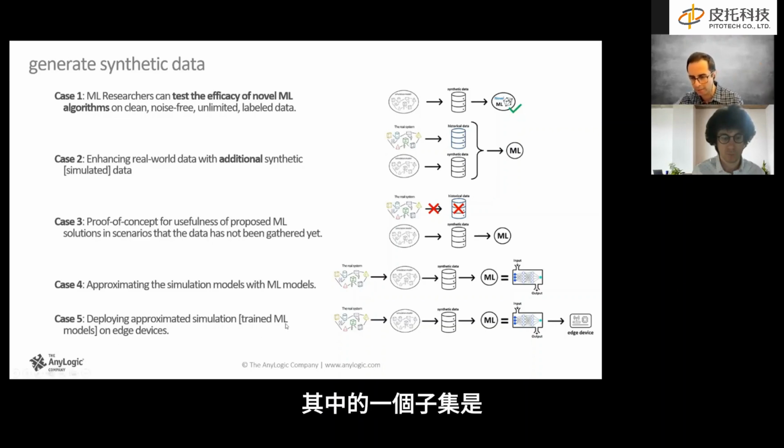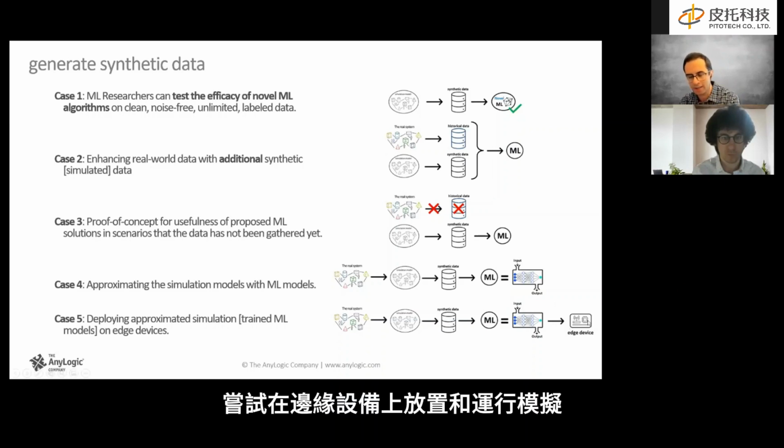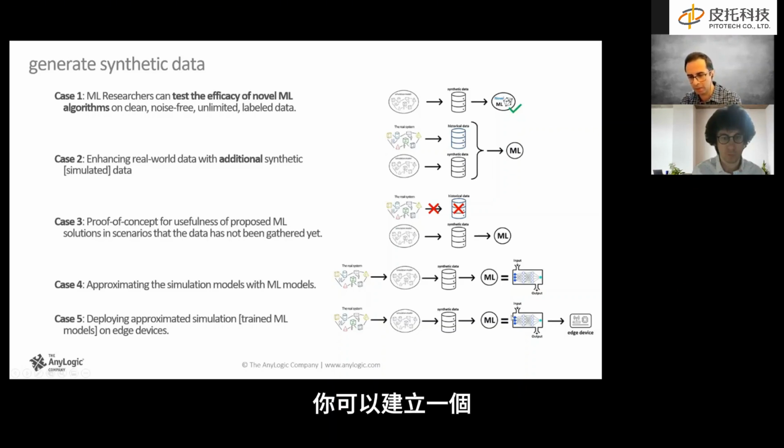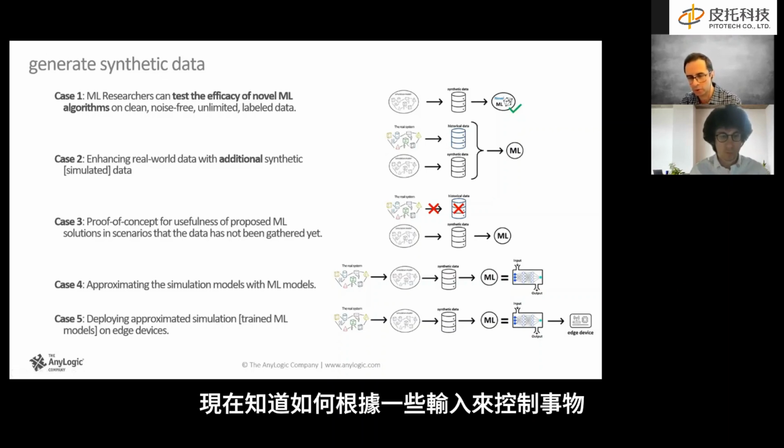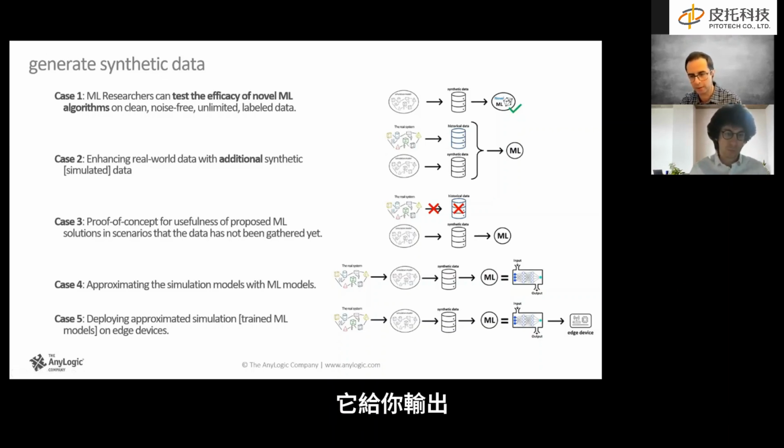A subset of this would be, let's say, when you want to deploy a simulation on an edge device, a device that has very low computational power. Instead of trying to run a simulation on an edge device, you can build an approximated version of the simulation with, let's say, deep learning, and you have a trained neural network that you can deploy on an edge device. That device, let's say a controller, now knows how to control things based on some input, and it gives you the output you need to control your system.